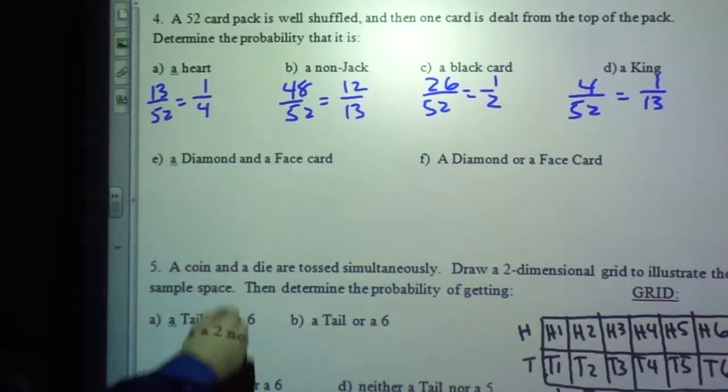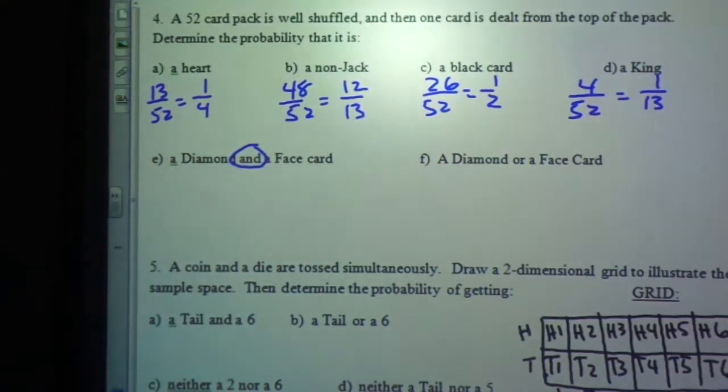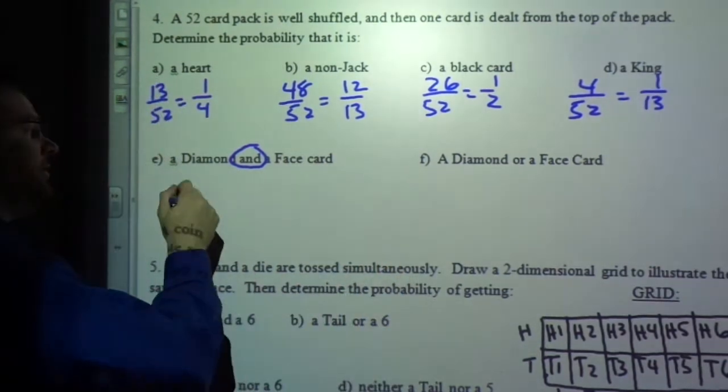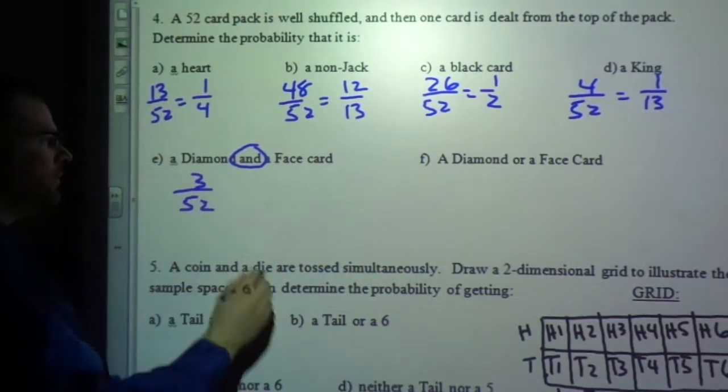A diamond and a face card. So now to be in our club, you have to be both a diamond and a face card. King, queen, jack of diamonds. So 3 out of 52.